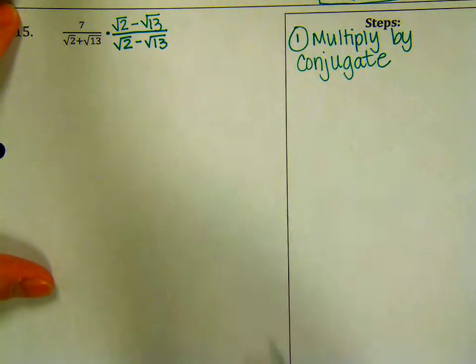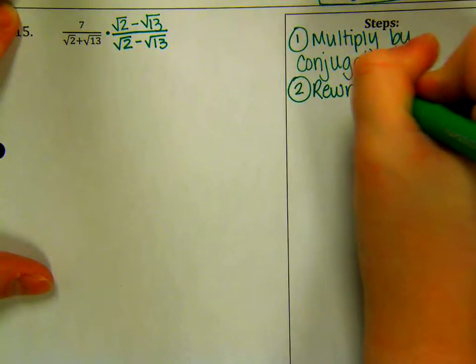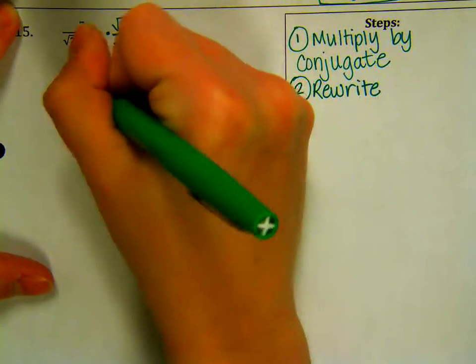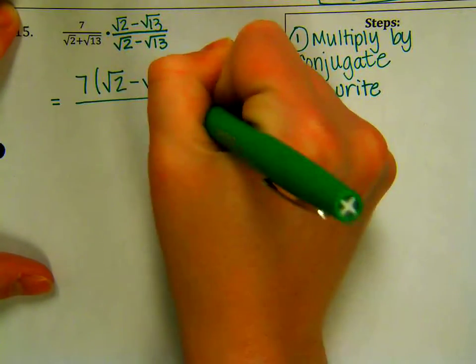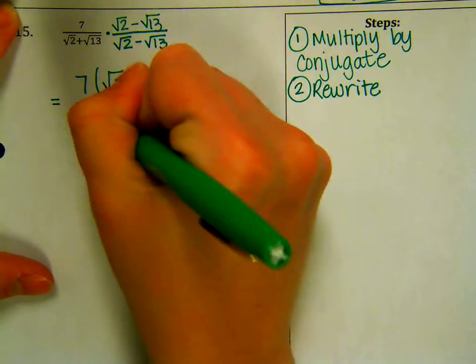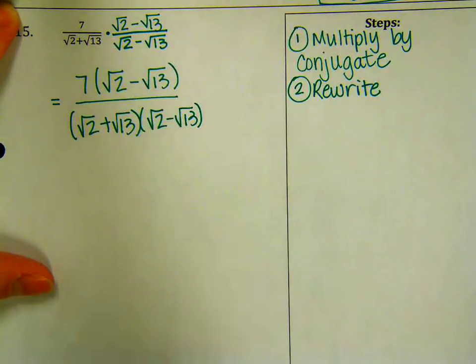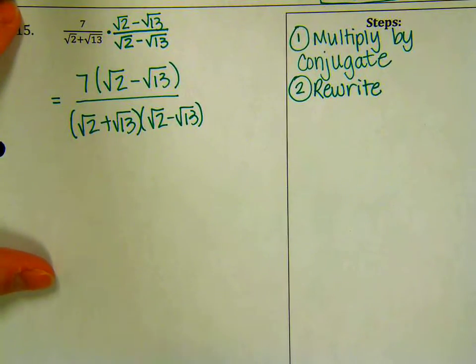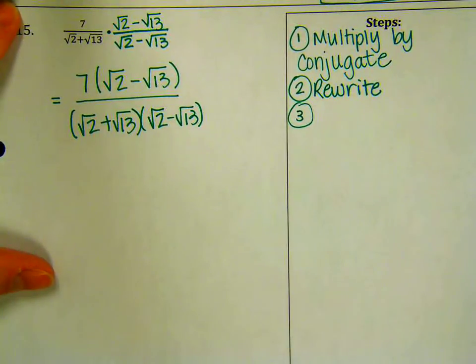Second step, I usually rewrite it. You can skip this step if you want to. So we have 7 square root of 2 minus square root of 13 over square root of 2 plus square root of 13 times square root of 2 minus square root of 13. I rewrite it because that looks better to me than that. If I were doing it on my own, I wouldn't rewrite it, but your step is going to be to distribute or to multiply, same thing.